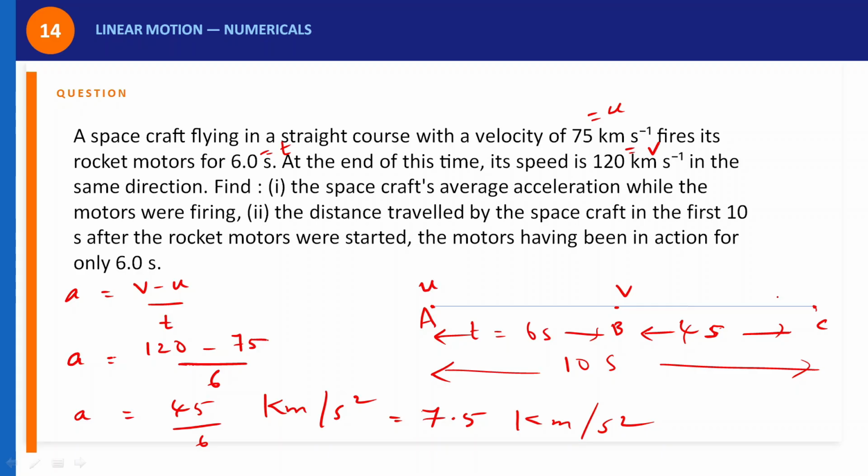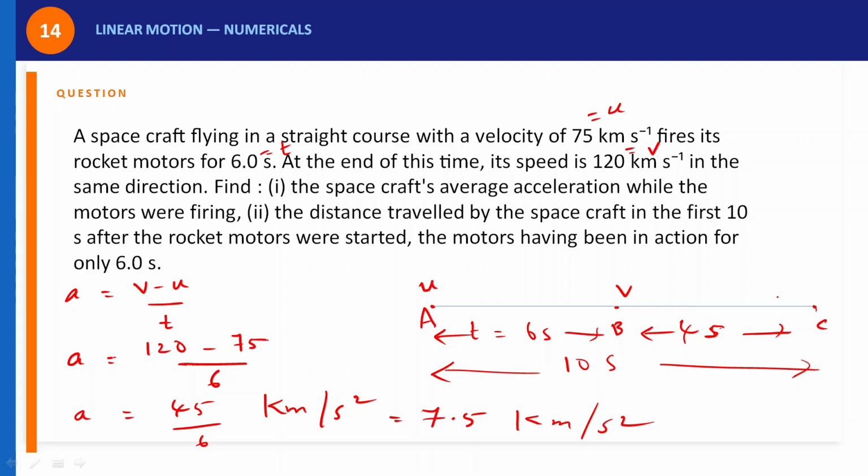Find the distance traveled by the spacecraft in the first 10 seconds after the rocket motor was started, the motor having been in action for only 6 seconds. I mean, in the first 6 seconds the body moves with uniform acceleration, and in the remaining 4 seconds, the body moves with uniform velocity.